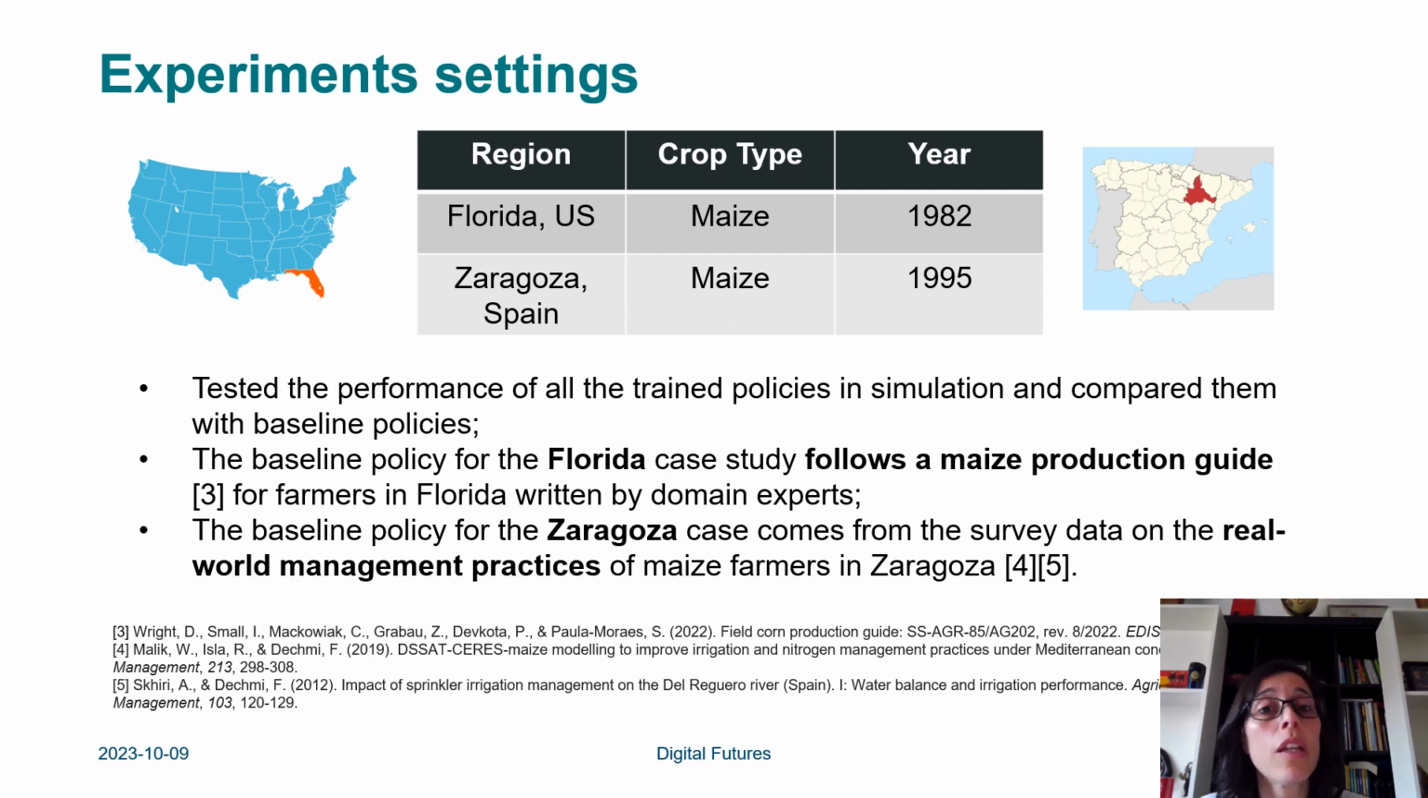We test the performance of all the trained policies in simulation and compare them with 2 baseline policies. The baseline policy of the Florida case study follows a maize production guide for farmers in Florida, written by domain experts, and the baseline policy for the Zaragoza case comes from the survey data on real-world management practices of maize farmers.